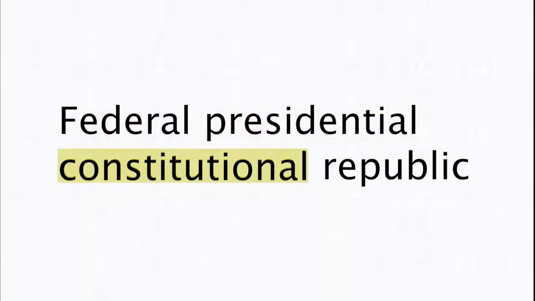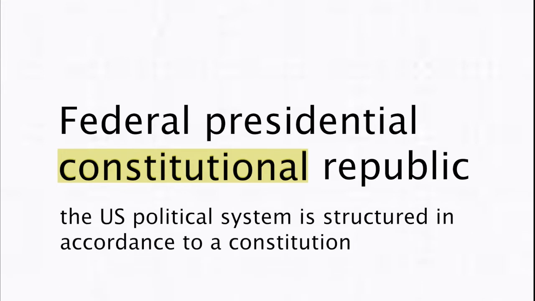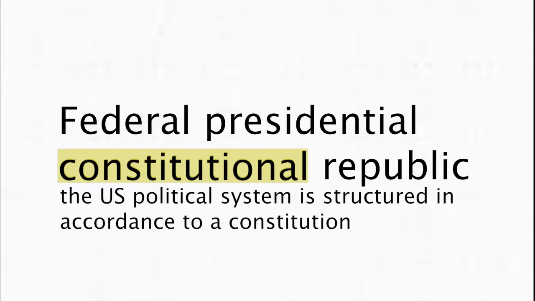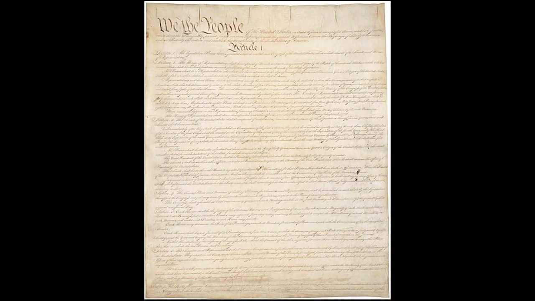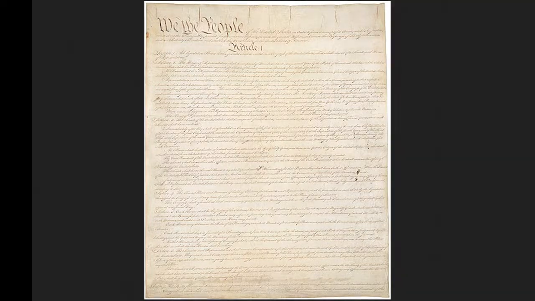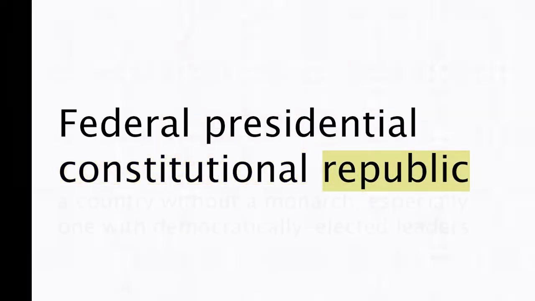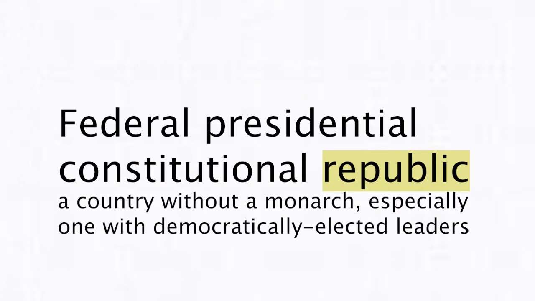Furthermore, the word constitutional indicates that the US political system is structured in accordance with a document known as a constitution, which contains the country's fundamental principles. The Constitution of the United States, the oldest written constitution still in effect, was originally adopted in 1787, going into effect on March 4, 1789. It has been amended 27 times from 1791 to 1992. Finally, the term republic refers to a country without a monarch, particularly one whose leaders are democratically elected.